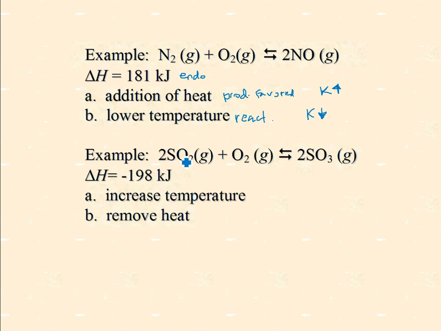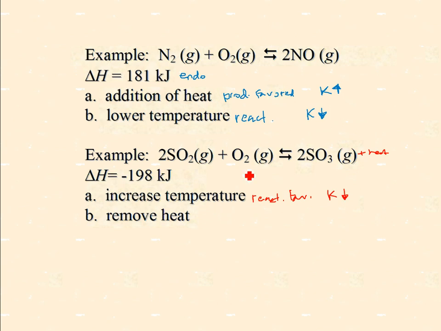So we have an example of 2 moles of sulfur dioxide and oxygen making sulfur trioxide, and we have a delta H that's negative. Okay, it's the opposite. It's exothermic. So let's go back to our red pen. If I increase temperature in an exothermic process where heat needs to be released, then my system is going to try to consume heat and going to be reactant favored. Reactant favored, and we would expect our K value to go down.